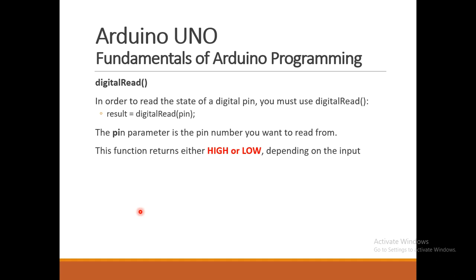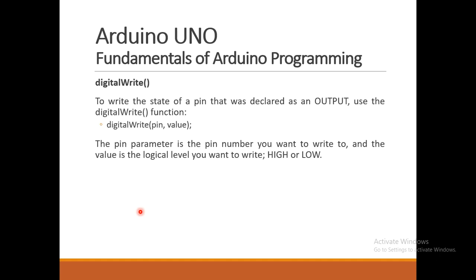Digital read: to read the data in digital format, you have to use digitalRead. It has only one parameter, the pin number. The function returns either true or false, or high or low, depending on the input it reads. Digital write is mainly used to put the value to the output component. It again has two parameters, pin and value: which pin you are using for that output, and what value you are assigning. Again, the value is true or false.